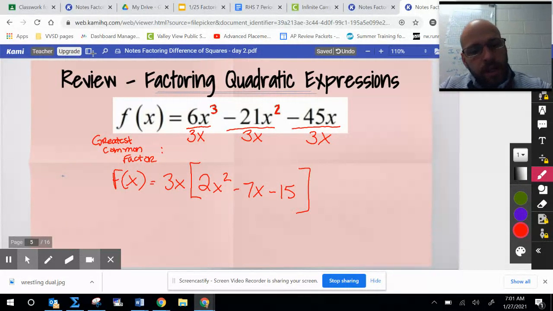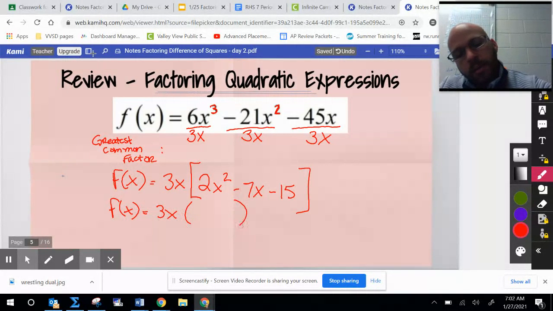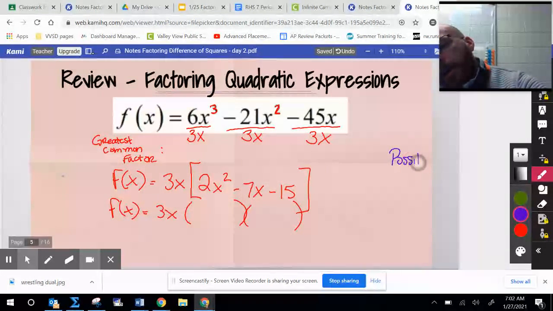And I would just have those brackets. So now, if I do this, I can factor those brackets the same way that I factored everything else. So off to the side here, I'm going to write out my possibilities.